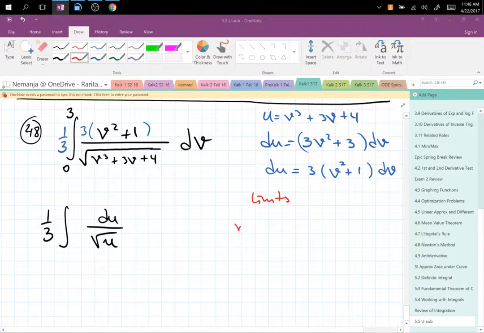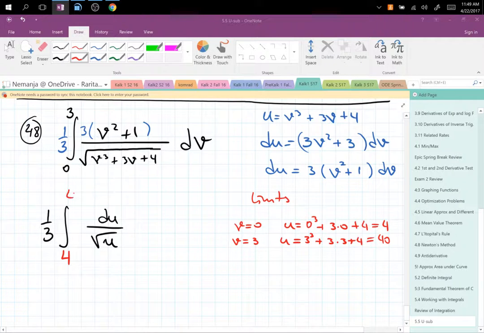So when v is equal to 0, u is going to be 0 cubed plus 3 times 0 plus 4. So it's equal to 4. So the lower limit is 4. And when v is equal to 3, we get that u is 3 cubed plus 3 times 3 plus 4. So that's 27 plus 9 is 36 plus 4 is 40. So the limits change from 0 to 3 to 4 to 40.